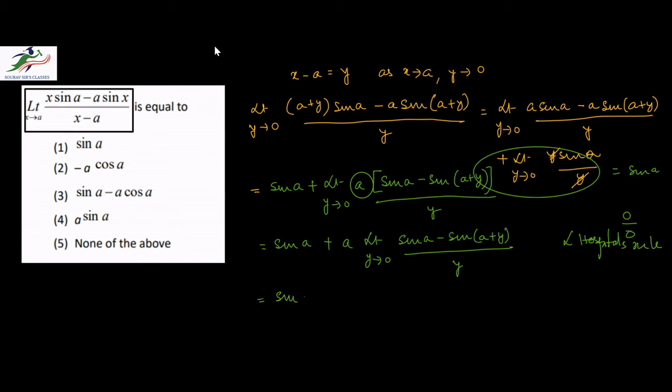So this is equal to sin a plus a times the limit as y tends to 0. The derivative of the numerator would be minus cos of a plus y, and the derivative of the denominator would be 1. So this becomes sin a. Now we can put the value of y equal to 0 here. So sin a minus a cos a. So we can see that option 3 has exactly the same value, sin a minus a cos a, which is the correct choice.